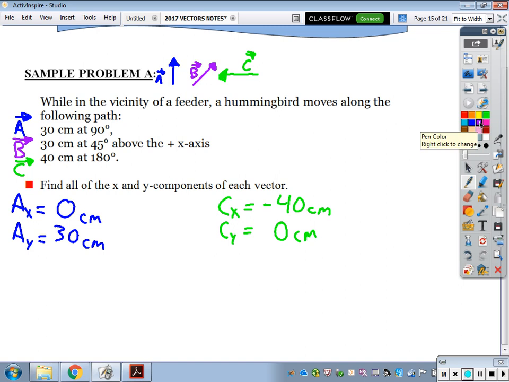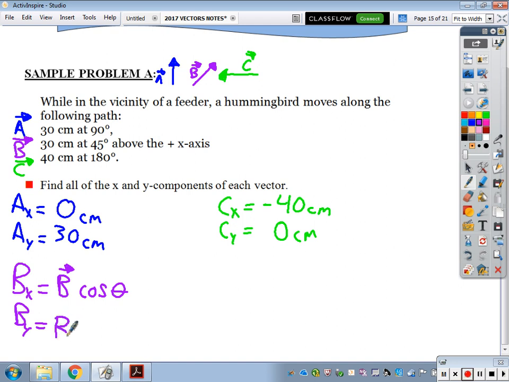Okay, the other one is vector b. So for bx and by, do we need to calculate those components? Absolutely. It's a nice clean angle, but we do have to do equation, so vector b times the cosine of theta for bx. What's the equation going to be for by? Vector b times sine of theta.